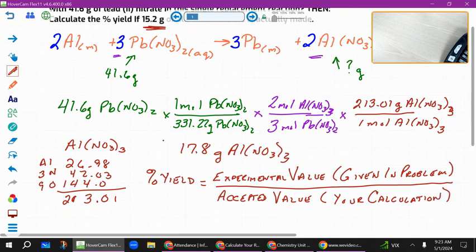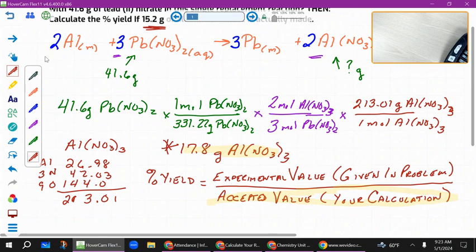Your calculation right here, ladies and gentlemen, this number right here is how much you should have gotten. That is the accepted value. That's how much you should have gotten. Now, maybe you didn't. Maybe something went wrong in your experiment. Maybe you lost some sample somewhere. Whatever. But we would like our percent yields to be numbers that are very what? What would be perfect? 100%.